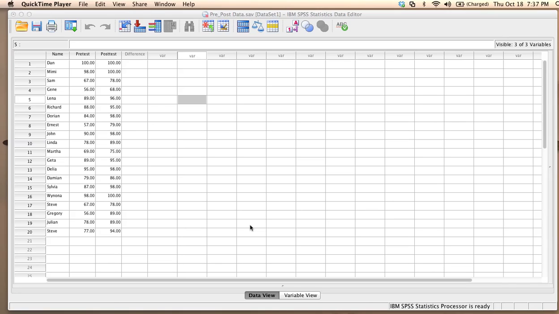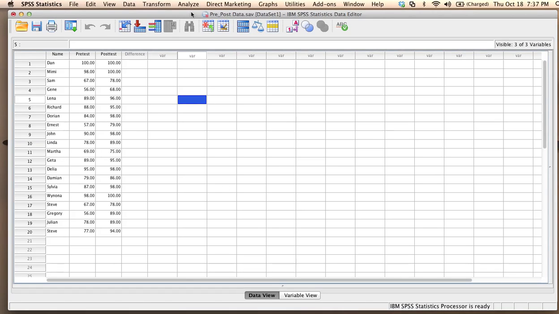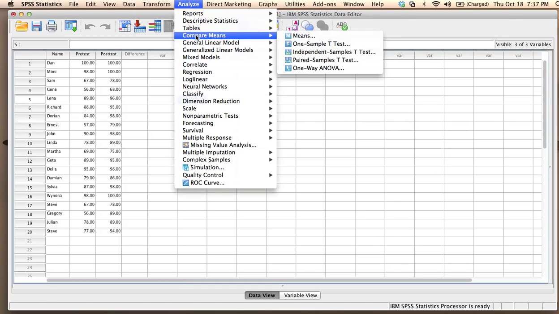Let's say that we know from previous administrations of this test that the population mean was 85. So what I want to know is whether this sample mean is statistically different than that value of 85. To do that, all I have to do is to go to the Analyze menu, go to Compare Means, and then choose One Sample t-test.